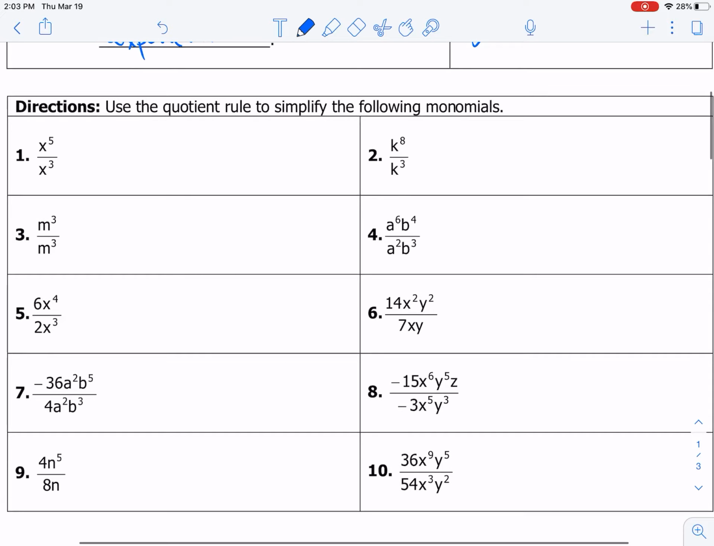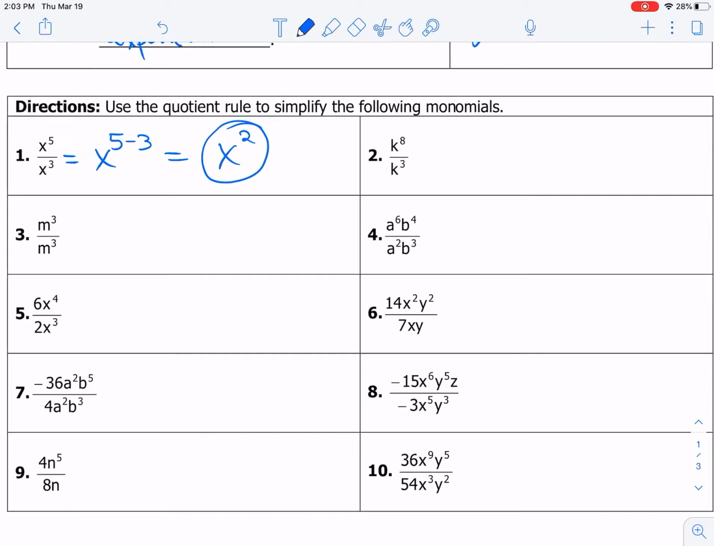Example number 1. We use the quotient rule to simplify the following monomials. I have x to the fifth power divided by x to the third power. Since the coefficients are 1 and 1, 1 divided by 1 is 1, I don't have to put anything, just the variables, and it's x to the power 5 minus 3, which is x to the second power.